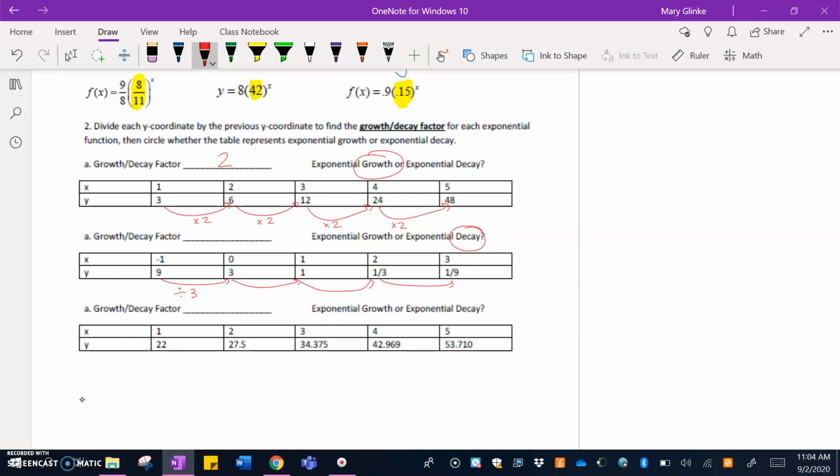So what we can do is you can take one y value and divide by the y value that came right before it. So we can do 3 divided by 9. So take a y value, divide by the one that came before it. 3 over 9 reduces to 1/3. Let's check another one. Let's do 1/3 divided by 1. If we were to reduce that, we would once again get 1/3. So our growth or decay factor is 1/3 for this one.